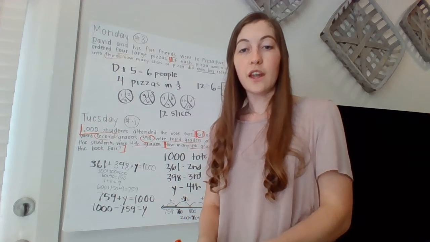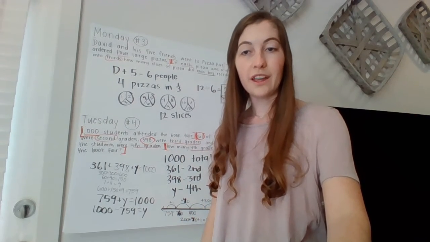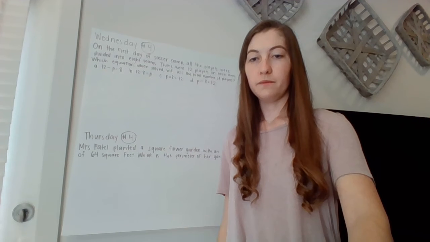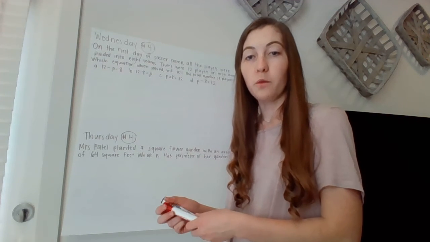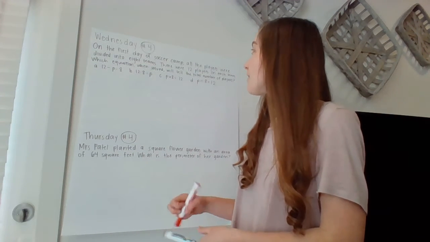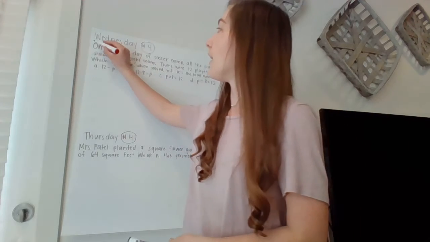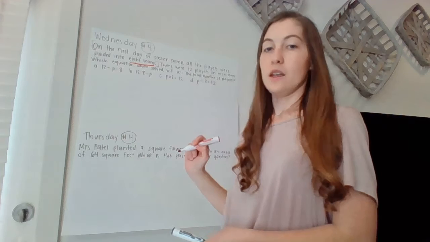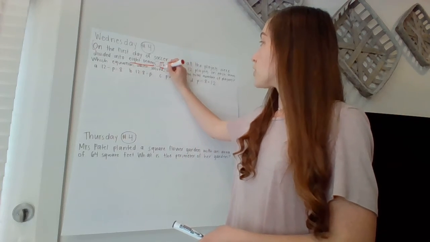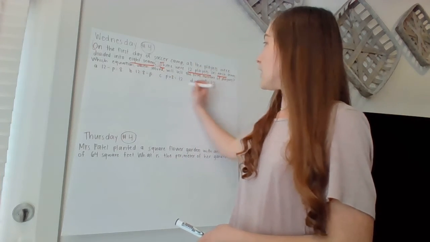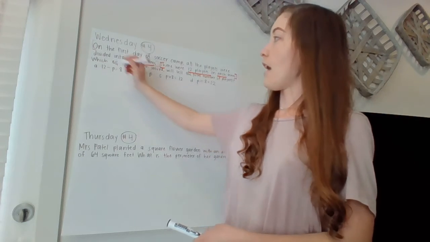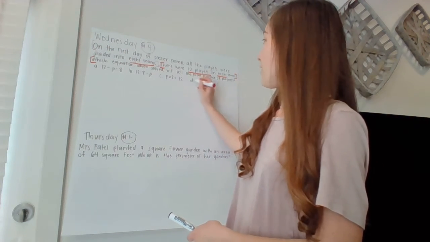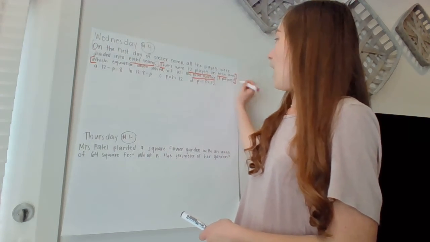So I'm going to pause right there, and we're going to go to the next problem on Wednesday. You're also going to be looking at number 4. All right, so number 4 on Wednesday says, on the first day of soccer camp, all the players were divided into 8 teams. So I know there's going to be 8 teams, so I underline that. There were 12 players on each team. Underline that. And then it says, which equation, when solved, will tell the total number of players?